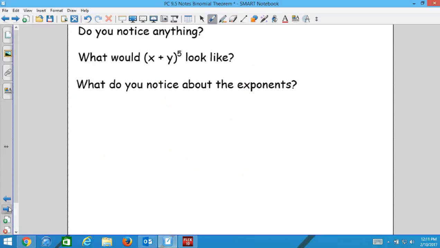So what would x plus y to the 5th look like? I'm going to start by writing 1, 5, 10, 10, 5, 1. Then I'm going to look at my first term in the binomial. And we do what with the first term? We go in descending powers. We're going to start with x to the 5th, then x to the 4th, x to the 3rd, x squared, x, and then the last term has none of them in it, because it would be to the 0.